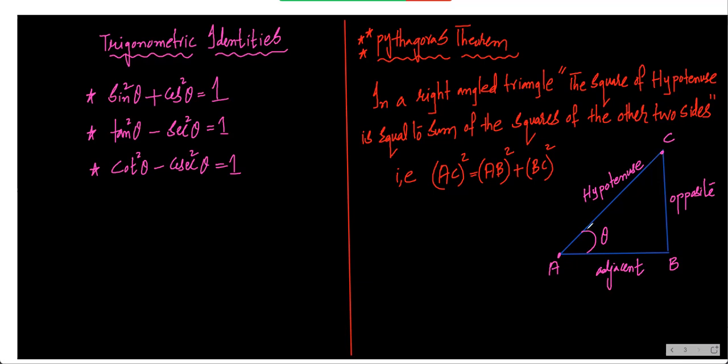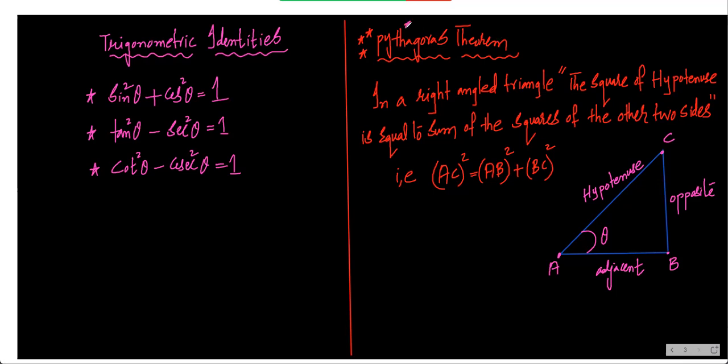क्या बोलते हैं? पाइथागोरस थ्योरम का मीनिंग स्क्वायर ऑफ दिस हाइपोटेन्यूज इज इक्वल टू sum of the square of other two sides. Other two sides are AB and BC. इसके स्क्वायर करें, AC को स्क्वायर करें तो इन दोनों के स्क्वायर के सम के इक्वल होते हैं. That is called Pythagoras theorem.